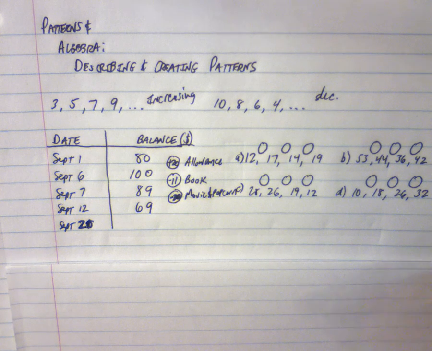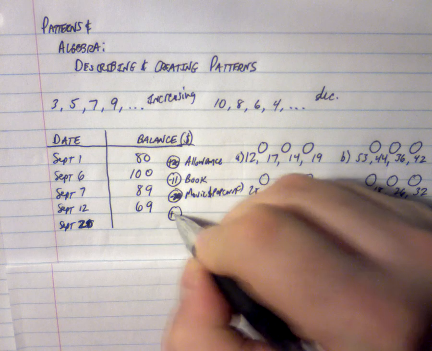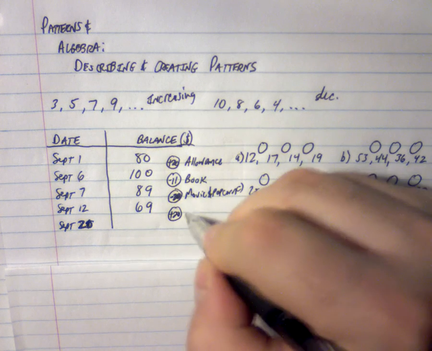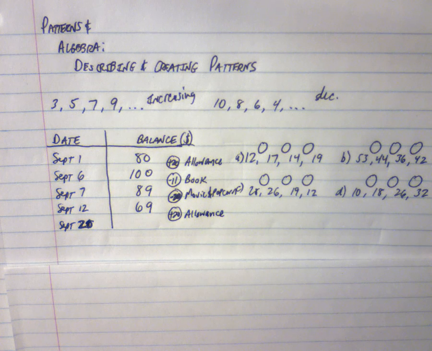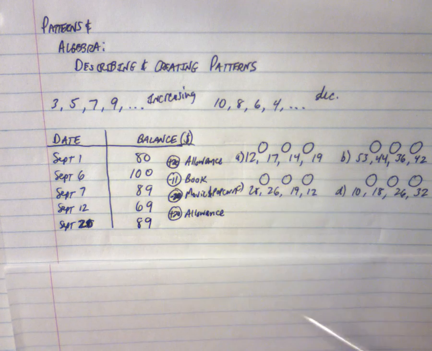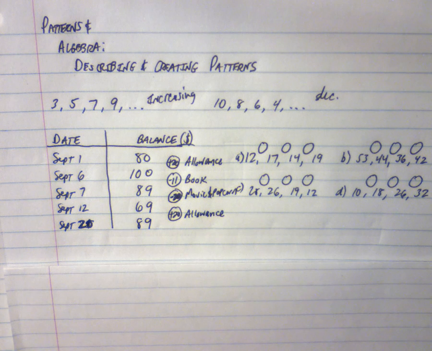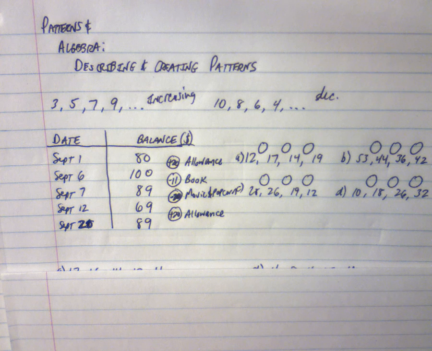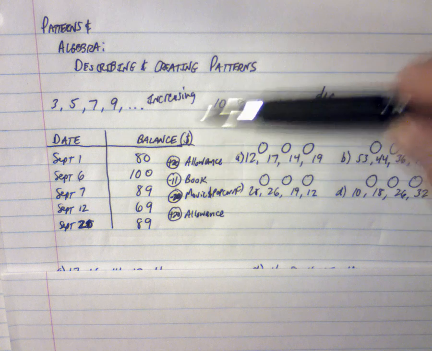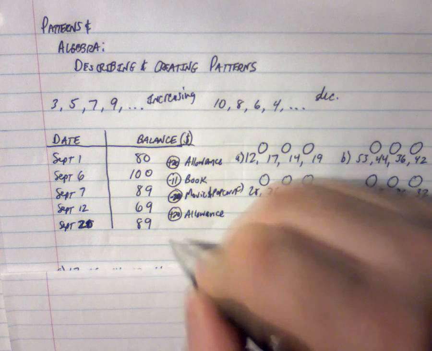Well, lo and behold, September 20th comes along, and Bob receives his $20 allowance. And when Bob receives his $20 allowance, it pops him back up to $89. So when Bob's looking at the 2 week period that he had there, he actually spent $31, but he made 40. So in the end, he was up some money, right? In the end he's plus $9.